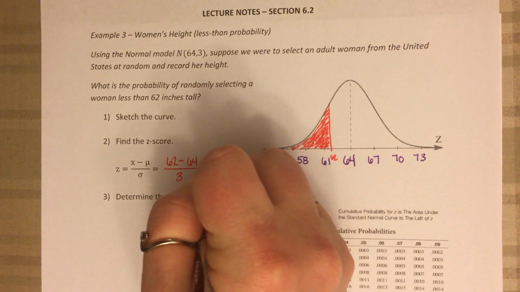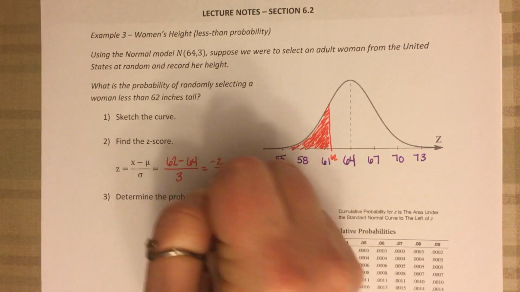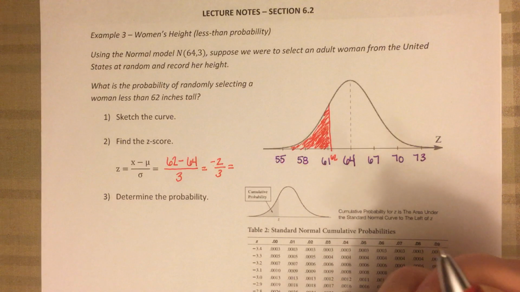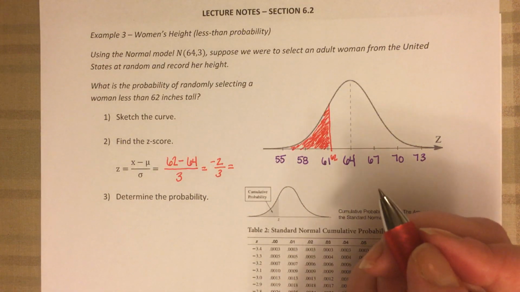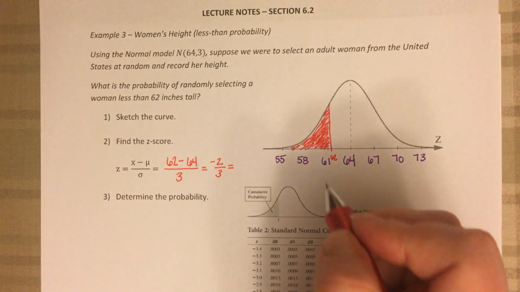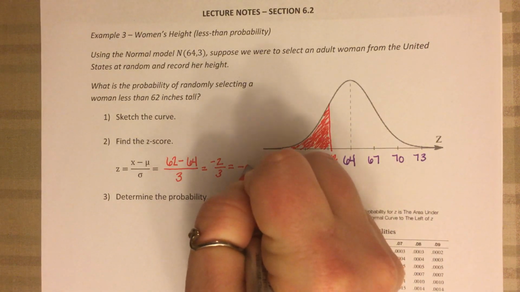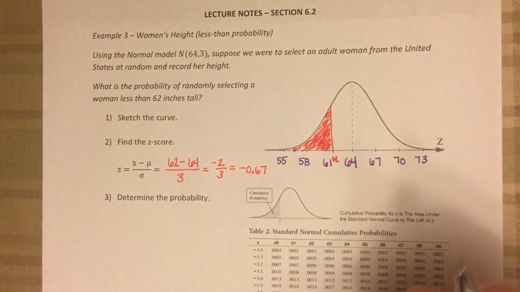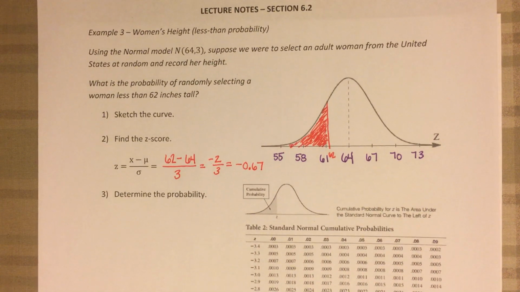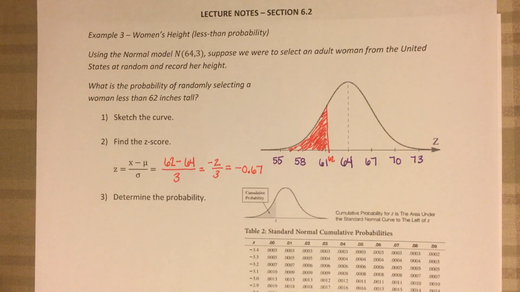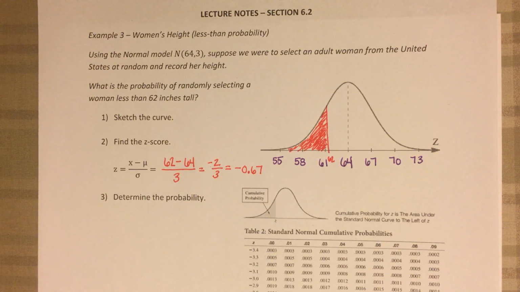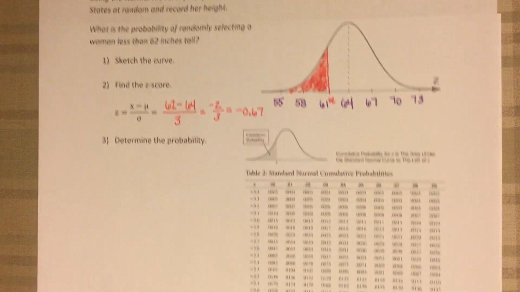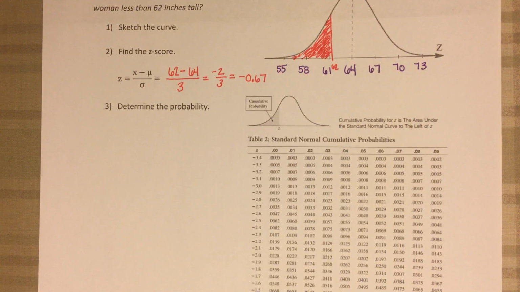62 minus 64 gives us -2 over 3, which we always want to change to decimals. We want to round them to 2 decimal values, to the hundredths place. This is going to give us -0.67. So our first and second step shouldn't feel that new, because we did stuff like this back in chapter 3. When we get to the next step, though, that's where the new part for chapter 6 comes in.